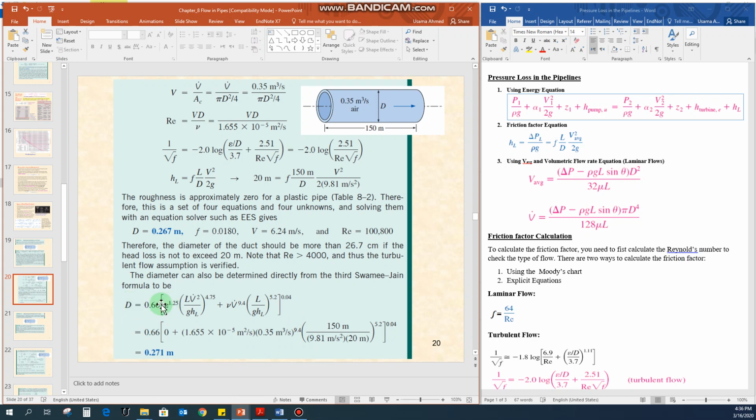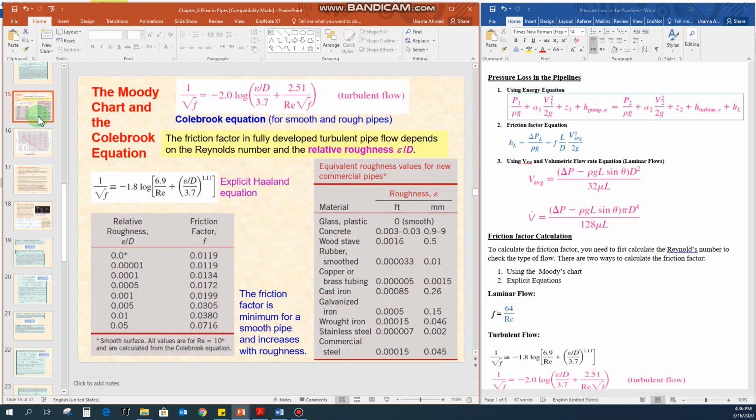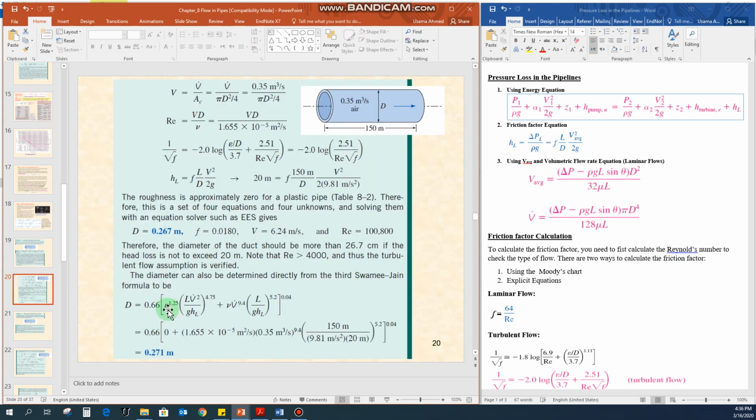Now here you will see that epsilon is equal to 0. Why? Because we are dealing here with a plastic duct pipeline. So for the plastic duct, as we have seen here, the roughness is equal to 0. Okay, that is why in this question the roughness value is equal to 0. So the diameter that we get here is 0.271.